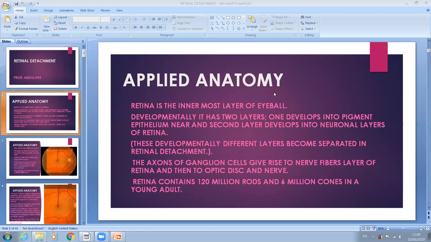This optic cup, which is transformed from the vesicle, has two layers: the outer layer and the inner layer. The inner layer proliferates into multiple neuronal layers of the retina, and the outer layer transforms into the pigment epithelium of the retina. It is the potential space between these two layers of the optic cup which is responsible for separation of the pigment epithelial layer from the remaining layers of the retina, which develop from the inner layer. This is what is called retinal separation or retinal detachment.